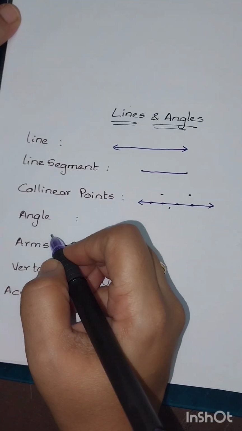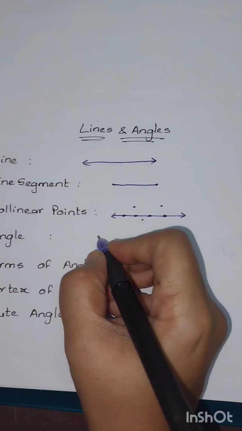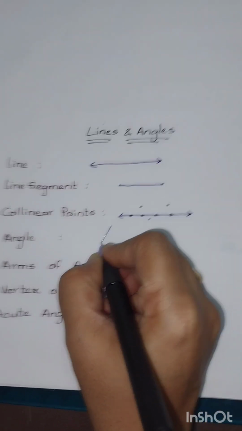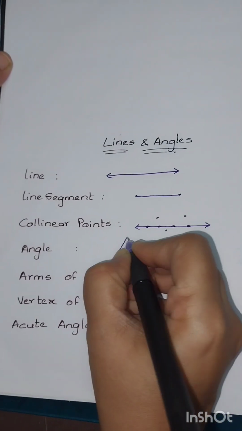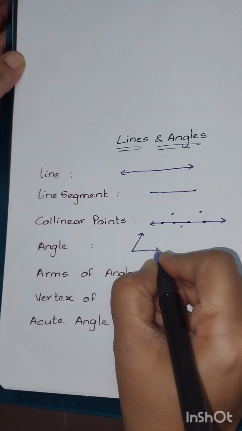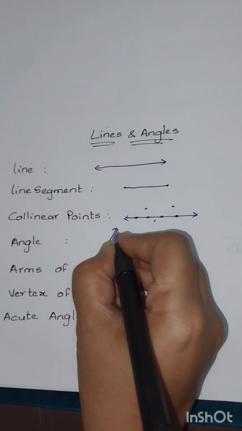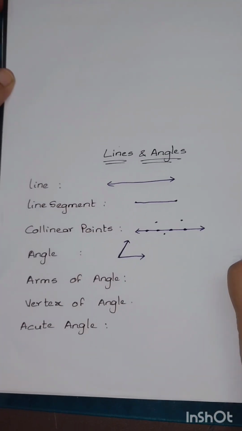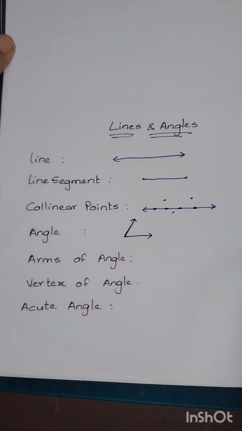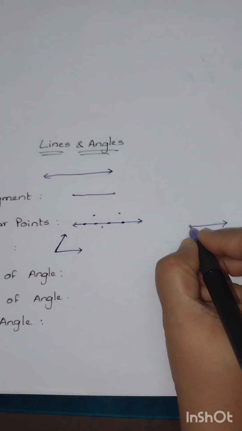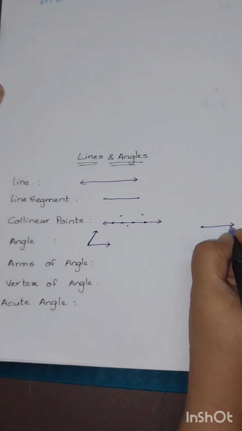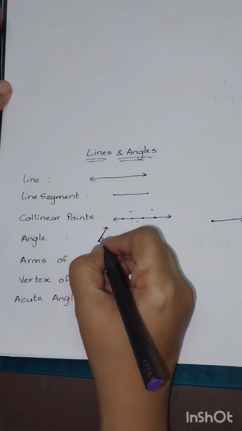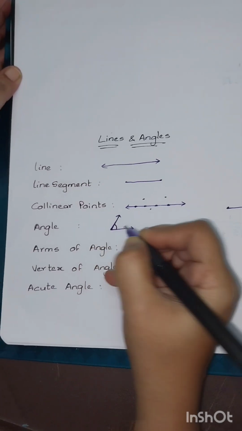Now, angle. What is an angle? An angle is formed when two lines intersect at a point. See, this is a line, this is a line, or you can call this a ray. What is a ray? A ray is a line with one end point. See, this is a ray. A line with one end point is called a ray. When two rays meet at a common point, they form an angle.